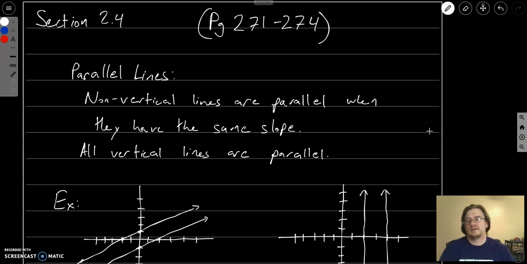Hello and welcome back. We will start section 2.4 in this video, which is on slope again. So this is looking at a few uses for the slope. So the first thing that we'll look at are parallel lines.